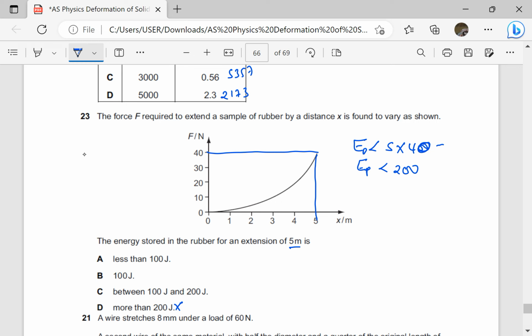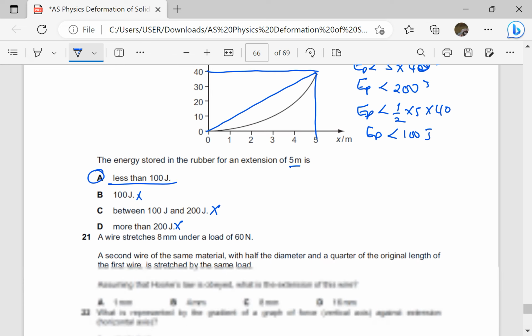Then I'll also draw a triangle inside. I can draw here a triangle. So the energy again should also be less than the area of that triangle, should be less than a half times 5 times 40. So it means the energy should be less than 100 joules. So this one is also wrong. It can't be 100, it should be less than 100. So the answer is going to be A.